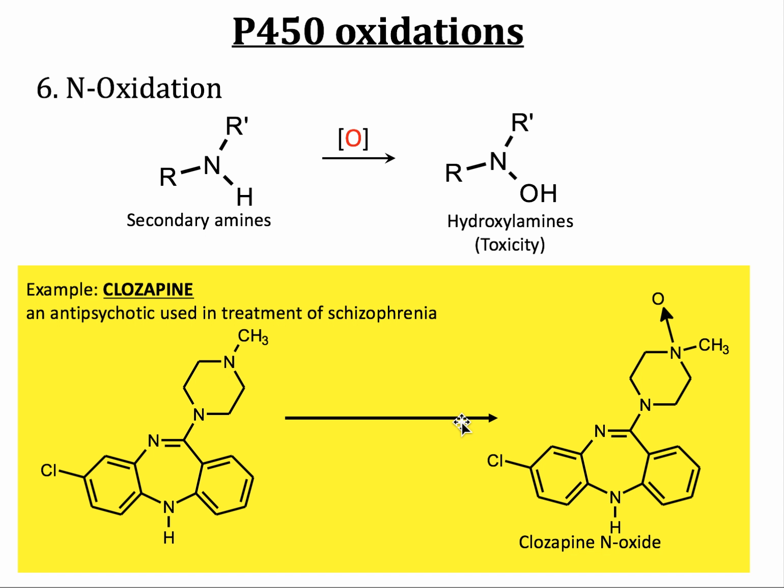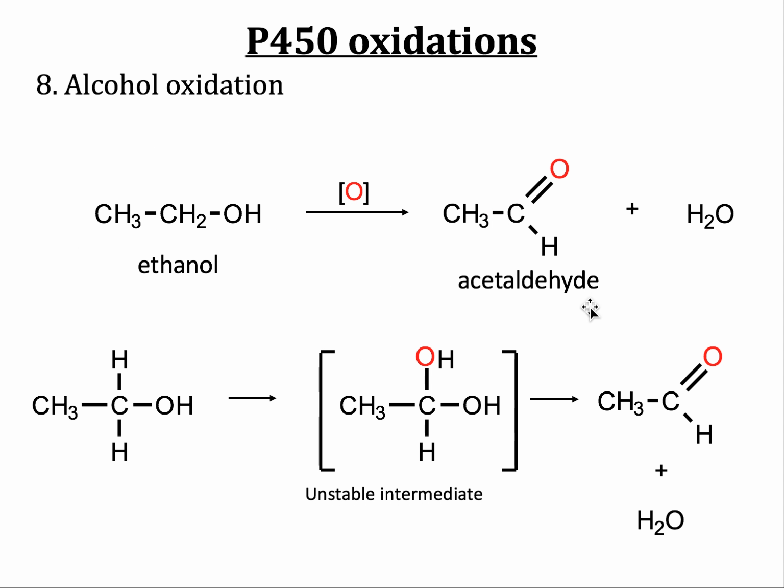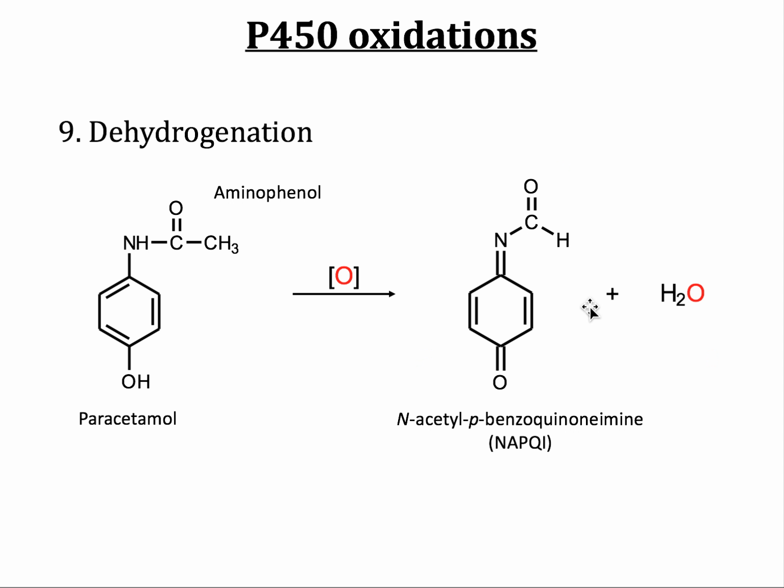N-oxidation, clozapine, secondary amines you're looking for this time. So you want to look for an amine. Right, so you add an oxygen here. Then you've got S-oxidation, sulfoxide, sulfone. Ethanol, you get aldehyde and water. Dehydrogenation, you also get water being produced. An example is paracetamol going to NAPQI, which is an antimalarial drug.